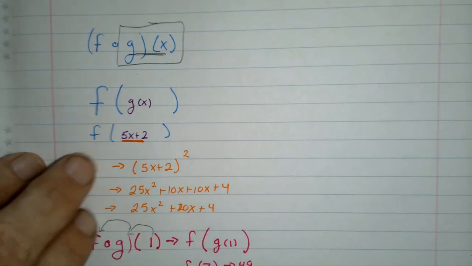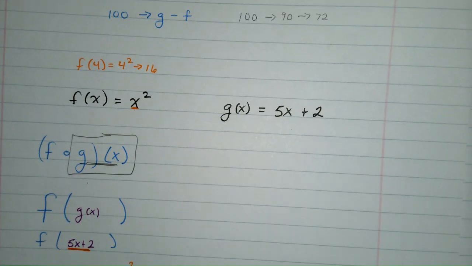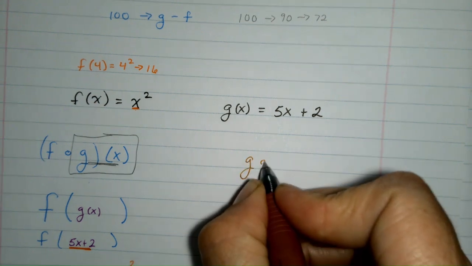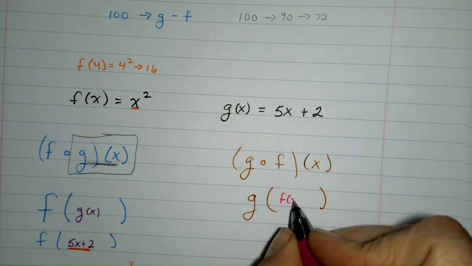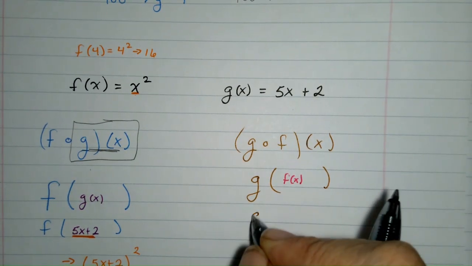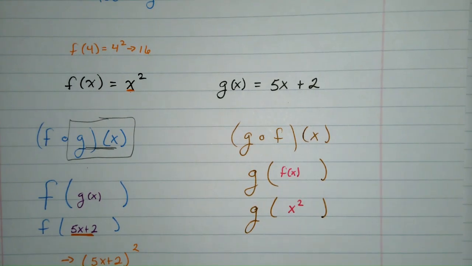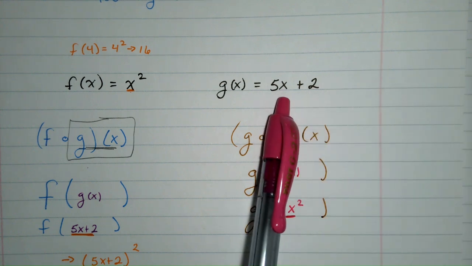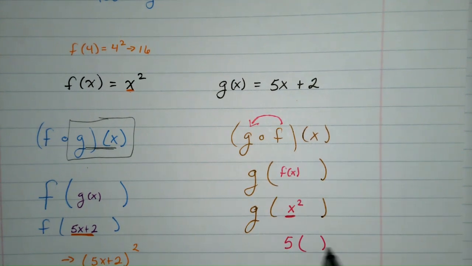So let's go the other way. This time we're going to do g of f. We're just substituting x squared into the g equation. We're taking the f equation and popping it into the g equation. That gives us 5, and instead of x, we're replacing it with x squared. So that was a much simpler version.